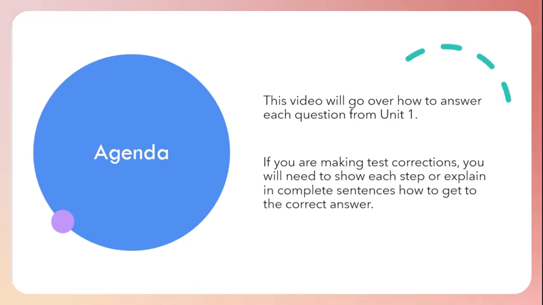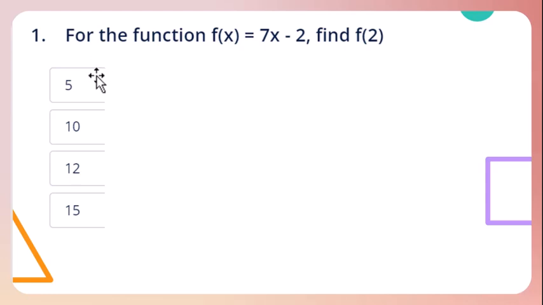But you have to explain why you got the answer wrong and why the new answer that you're choosing is correct, because we're going to be going over each of these questions. You'll have the correct answers, so you need to show an explanation or show your work. We're going to start with question number 1.